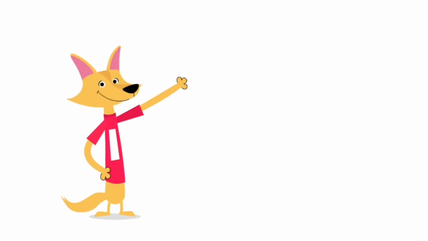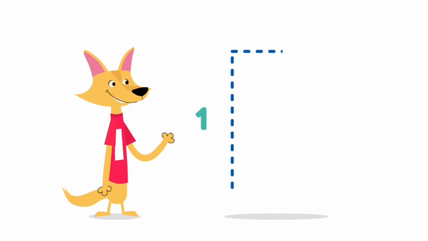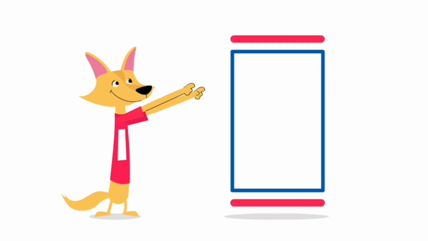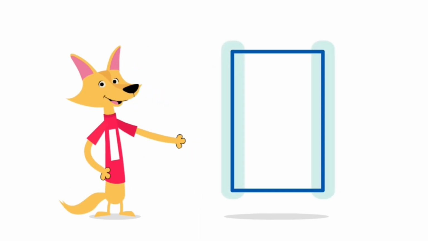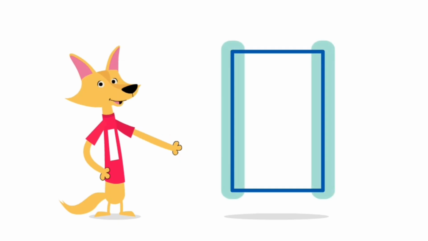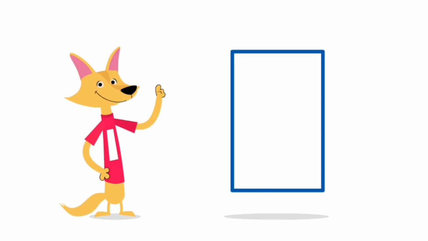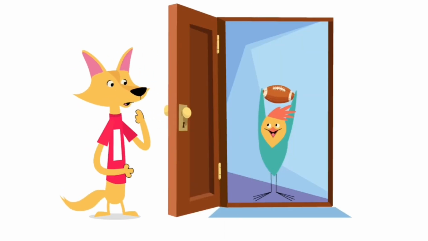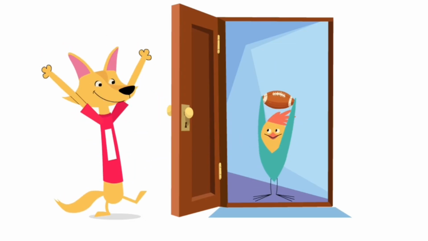Hey! This is a rectangle. A rectangle has 4 sides and 4 corners. The opposite sides are parallel. A rectangle usually has 2 longer sides and 2 shorter sides. And an example of a rectangle is a door. Hey, Sandy, come play with us! Right behind ya! Trace the rectangle.